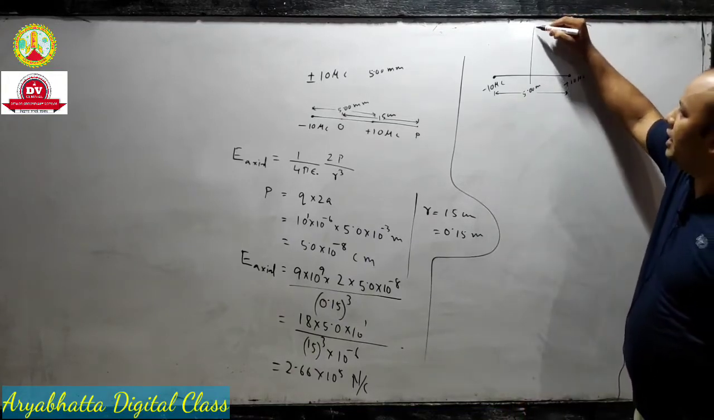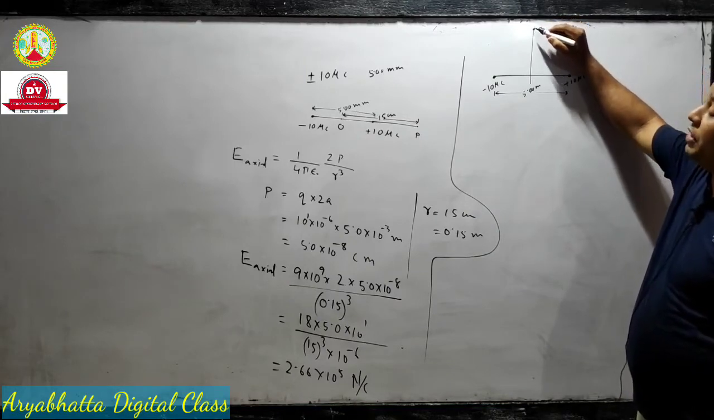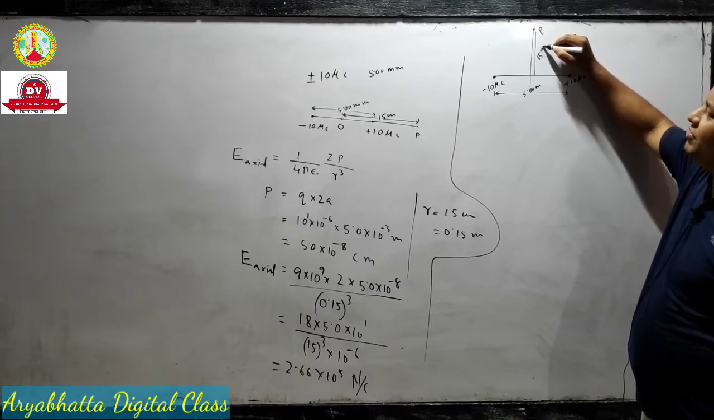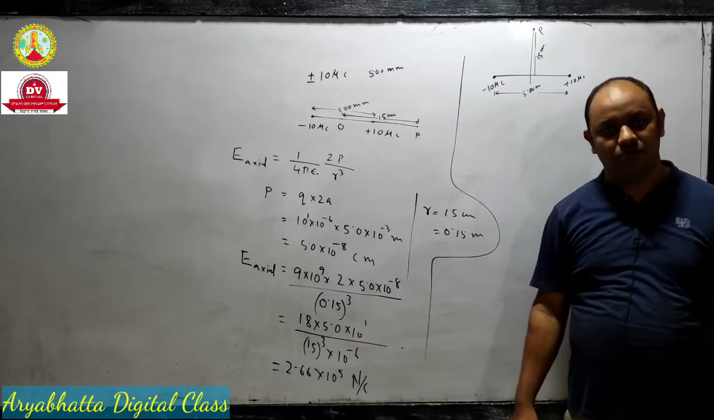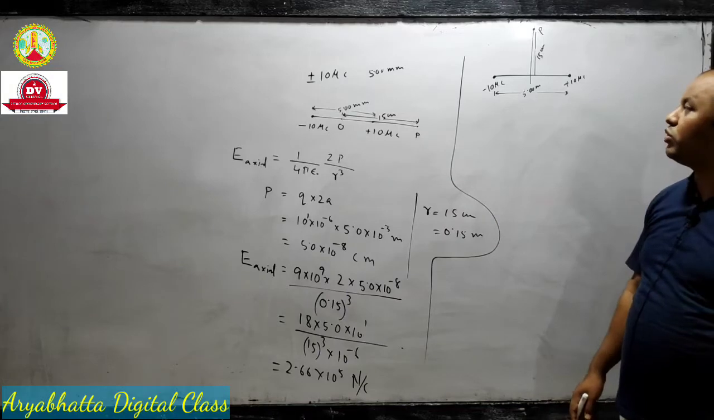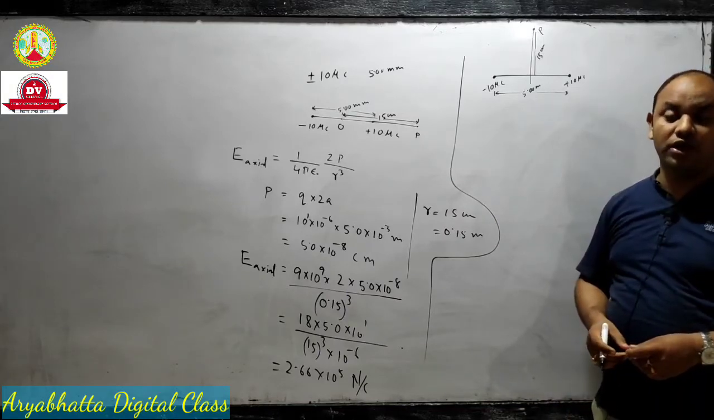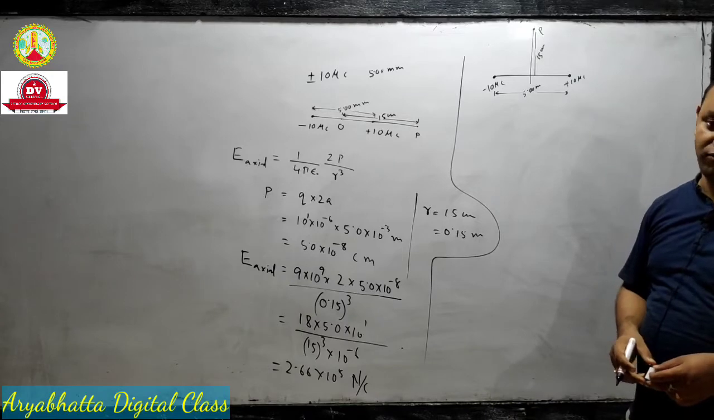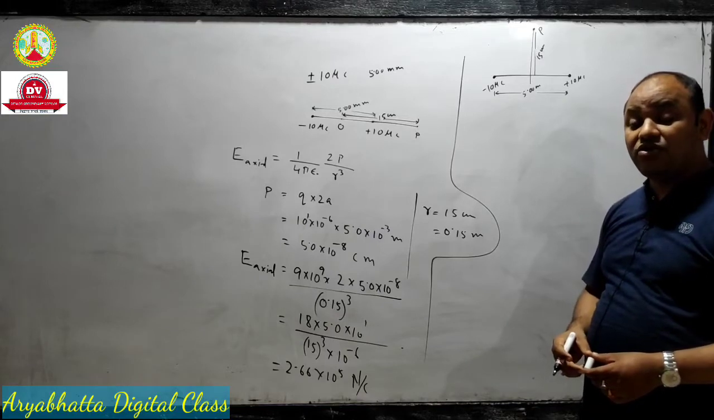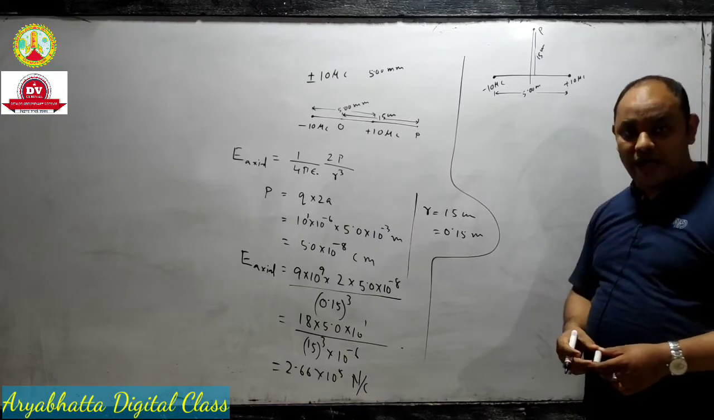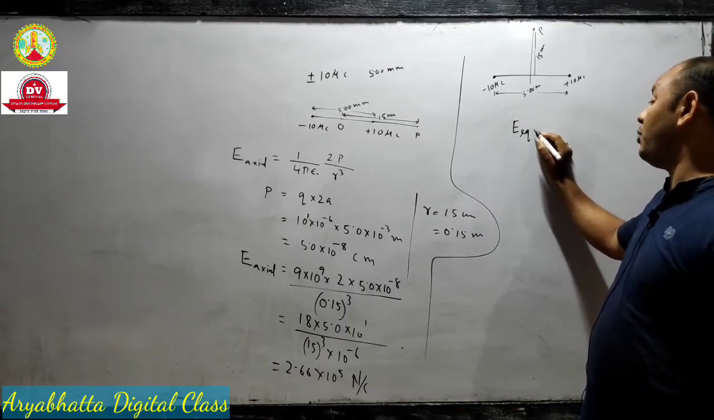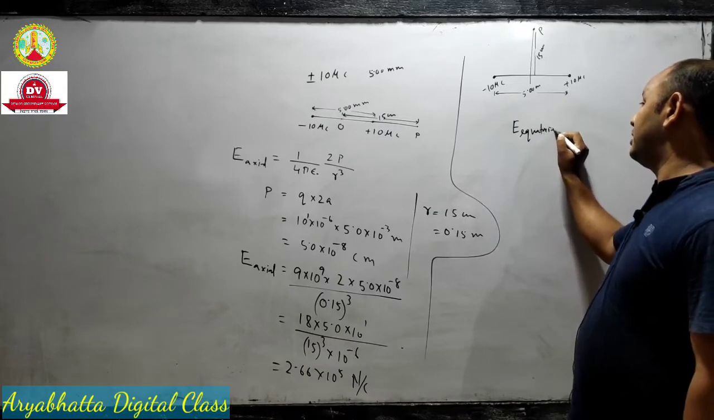On the equatorial line, P is any point, and suppose the point P is at a distance of 15 centimeter. At point P also, we need to calculate the value of electric field. You remember in the last class we discussed the electric field at any point on the equatorial line. And the value of electric field at any point on the equatorial line is how much?